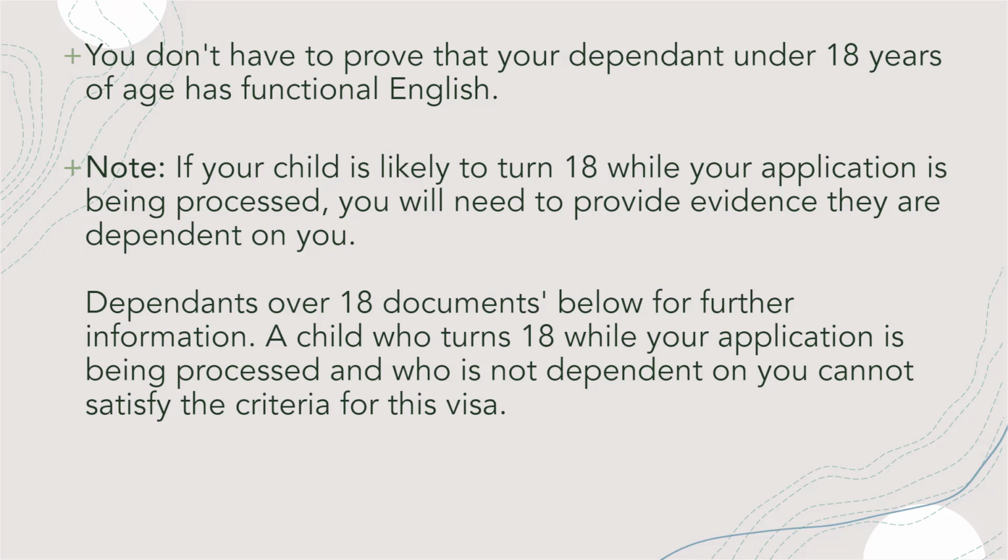Note, if your child is likely to turn 18 while your application is being processed, you will need to provide evidence they are dependent on you. See the section Dependents over 18 documents below for further information. A child who turns 18 while your application is being processed and who is not dependent on you cannot satisfy the criteria for this visa.